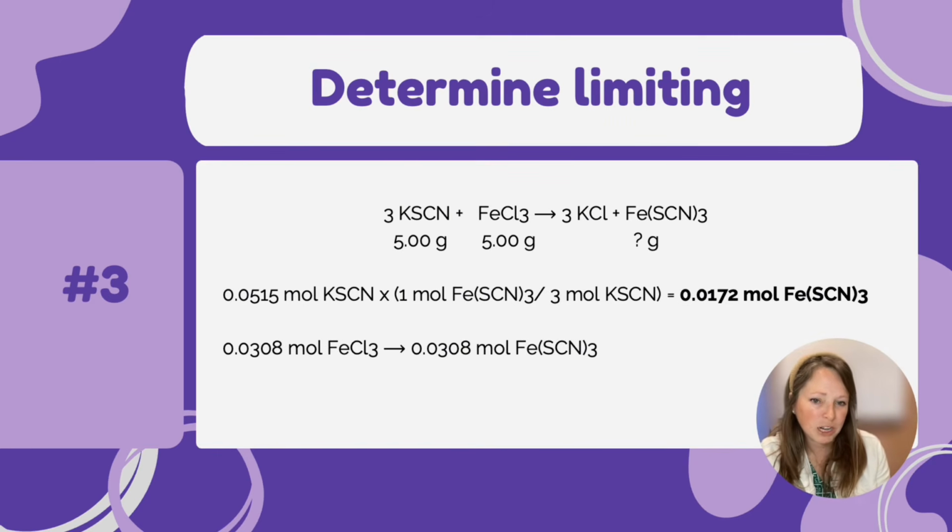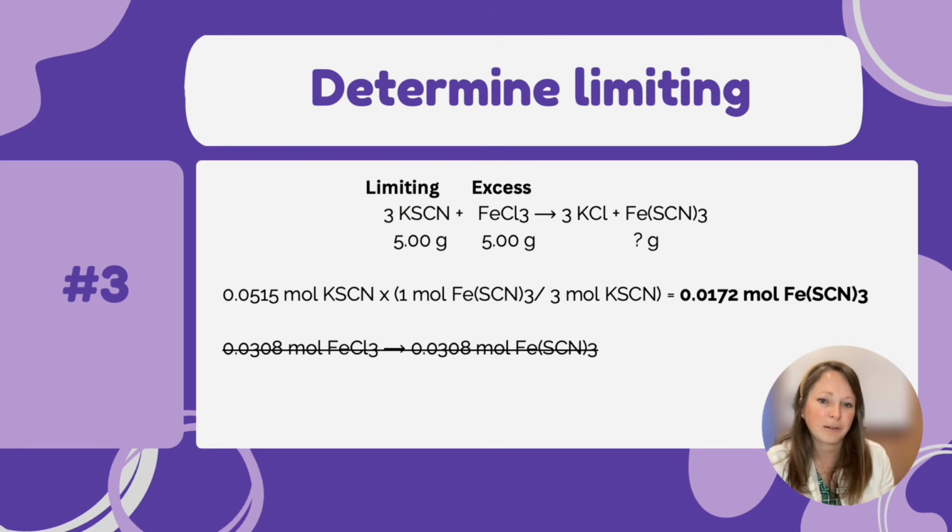Now I can use my mole ratios. So for example, the potassium thiocyanate KSCN, it is a 3-to-1 ratio. So I'm going to multiply by 1/3 to figure out my moles of iron 3 thiocyanate that I'm going to produce. The iron 3 chloride has a 1-to-1 ratio, so those would be equal moles. So you notice that the first reactant produces less product. Therefore, that is what is going to limit our reaction, and we don't need to worry about the iron 3 chloride any further.